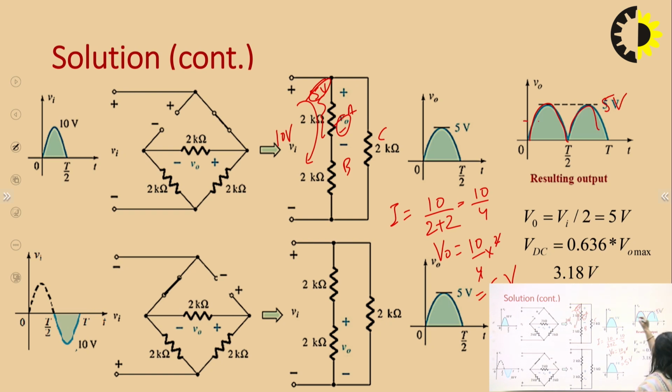Now we have to find the DC level. This VDC would be equal to, since this is a full wave rectifier, 2 Vm upon pi. So this would be equal to 2 multiplied by 5 upon pi, which is equal to 3.18 volt. So in this way we can solve this numerical. In the next lecture we will be discussing the clamper.